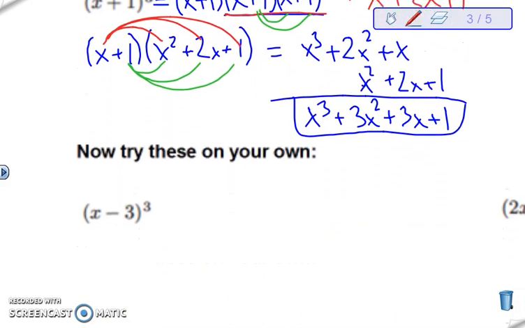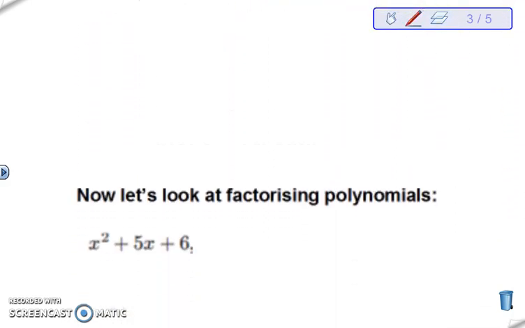All right. A couple more examples for you.